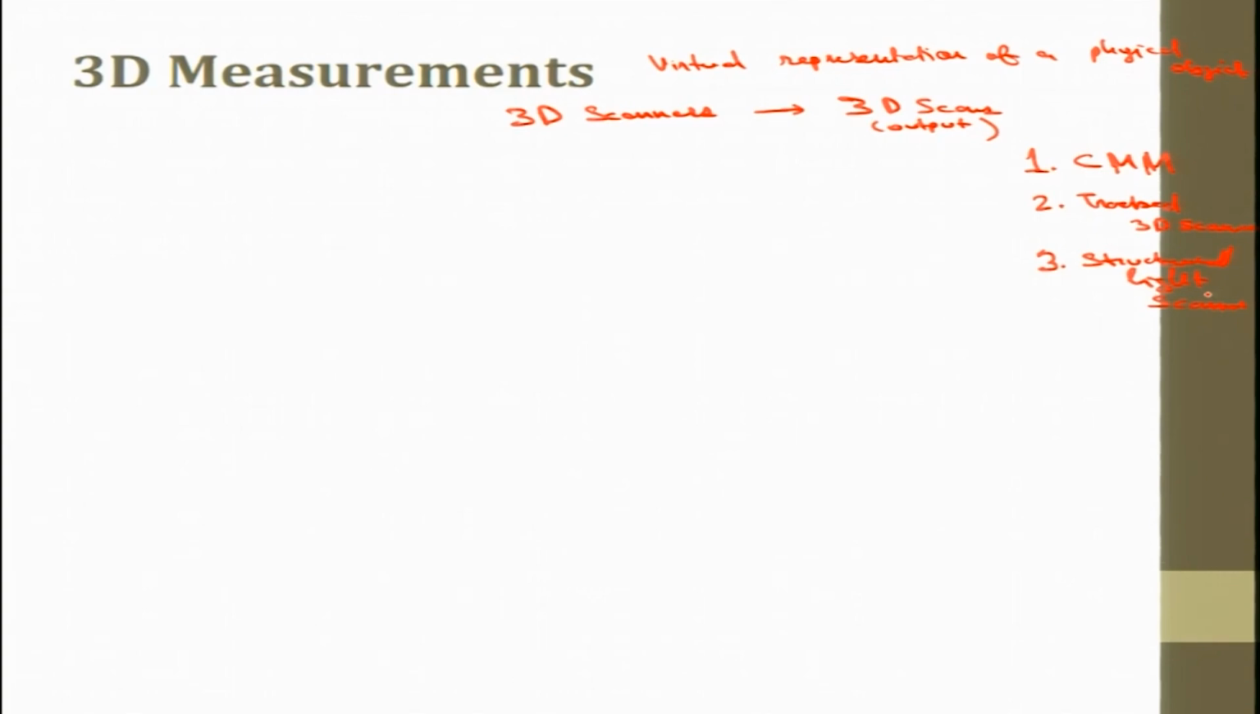So, the structured light scanner puts the light on the object, and the changes in the pattern of the light tell us the various profiles or curves of the object. So, this is another way.